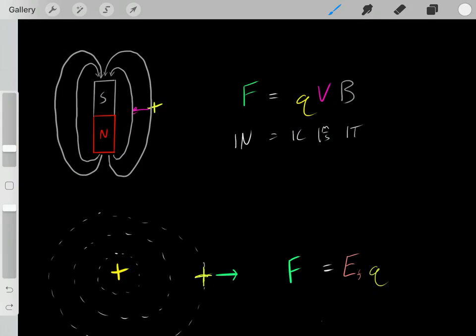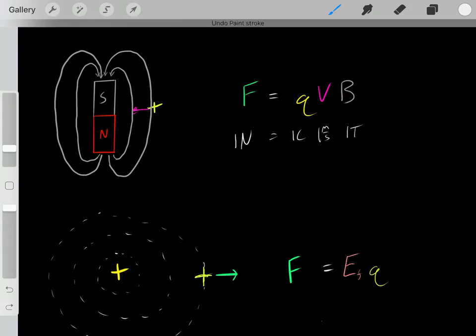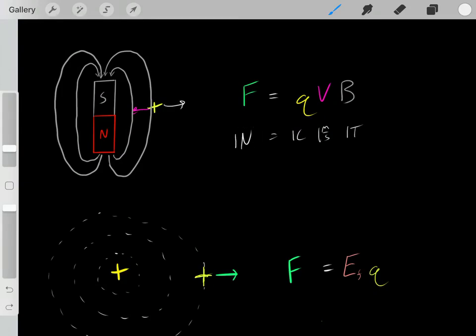However, in what direction? What direction is that 1 Newton force? Is it feeling a force upward? Or is it feeling a force this way? Or maybe into the screen? Or maybe out of the screen, pointing straight at us? What is the direction of this force? We know the magnitude of the force is 1 Newton, but what direction?